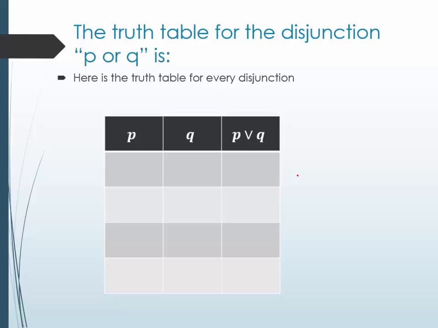Let's see, Maria. What's the first column? The first column. Oh, it's true, true, false, false. Good. True, true, false, false. Second column.